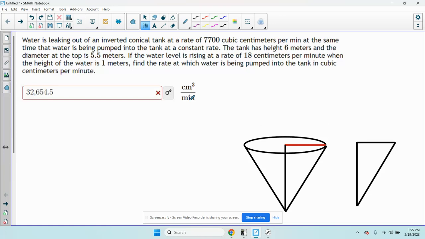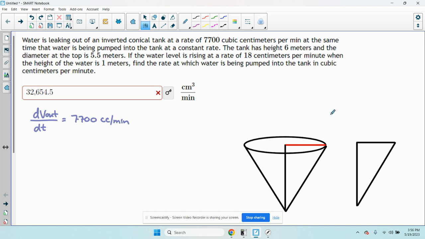All right, so let's see if we can't figure this out. It says water is leaking out of an inverted conical tank at a rate of 7,700 cubic centimeters. As I read through this, I'm going to list all the information we have, like they did in the video. So we have dV out over dt, the change in the volume, because water is going out, over the change in time is equal to 7,700, we'll just say cc per minute, cubic centimeters per minute, at the same time that water is being pumped in.